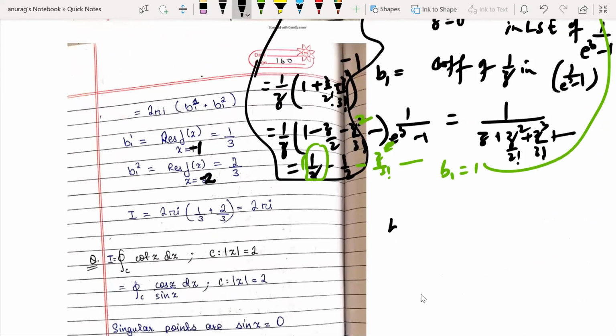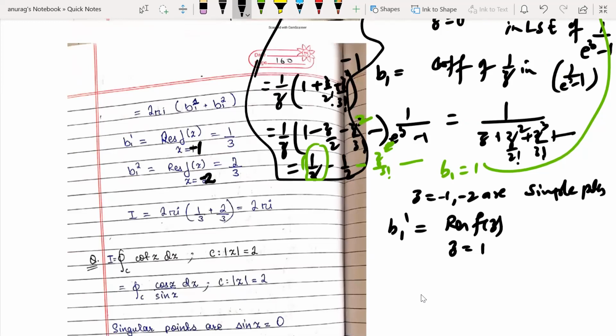And you know the formula. It is the residue of f(z) at z equal to minus 1. In the case of simple pole, z equal to minus 1 and minus 2 are simple poles. You can see my previous lectures. So it will be the limit z tending to minus 1 of (z plus 1) into f(z), and you can find the value of b1 at z equal to minus 1. Similarly, you can find the residue for the second point, and then you can add both these residues and multiply with 2 pi i. That will give you the complete answer.